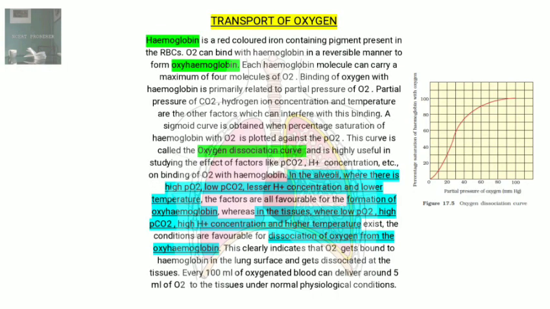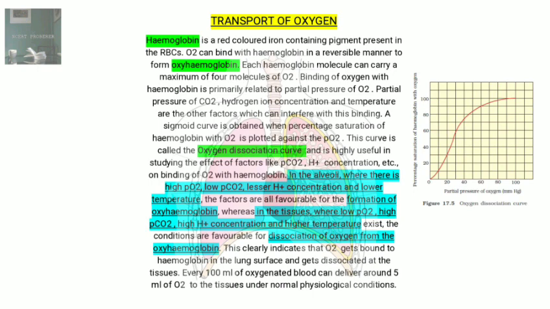Transport of oxygen. Hemoglobin is a red-colored iron-containing pigment present in the RBCs. O2 can bind with hemoglobin in a reversible manner to form oxyhemoglobin. Each hemoglobin molecule can carry a maximum of 4 molecules of O2. Binding of oxygen with hemoglobin is primarily related to partial pressure of O2.